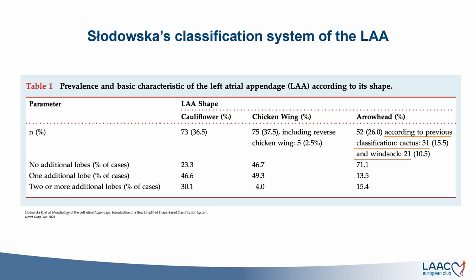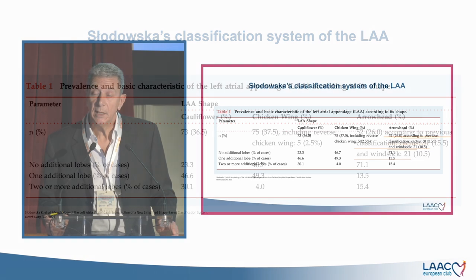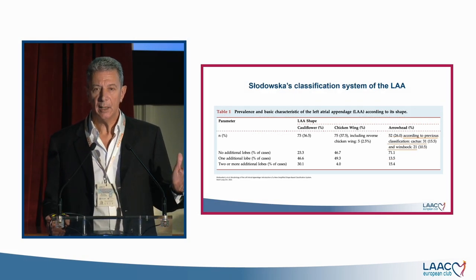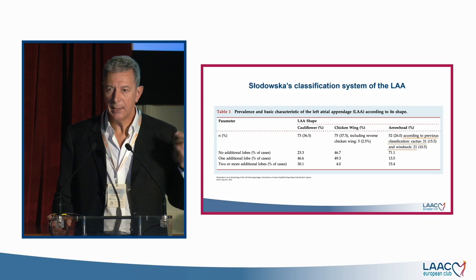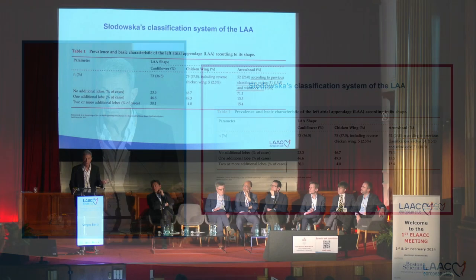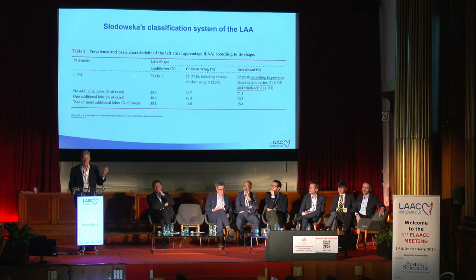So my first question to the audience is: how many in the room, when planning a procedure, have in mind one of these two classifications? Raise your hand. The question is, when I plan the procedure, I think, okay, I am planning a cauliflower LAA, or no, I don't see this kind of classification because it's not helpful for the procedure. Who thinks that it is helpful? Right, so they use it for the planning.